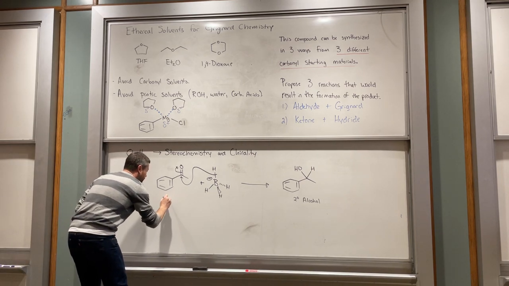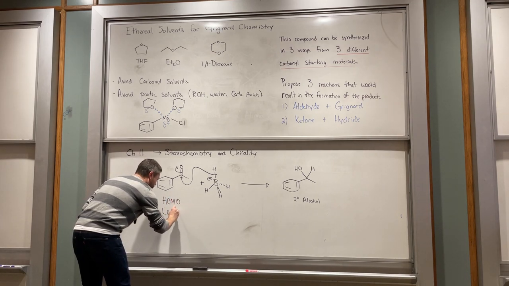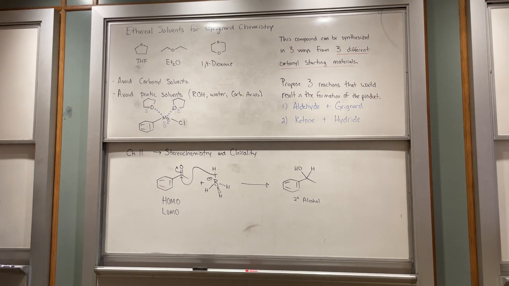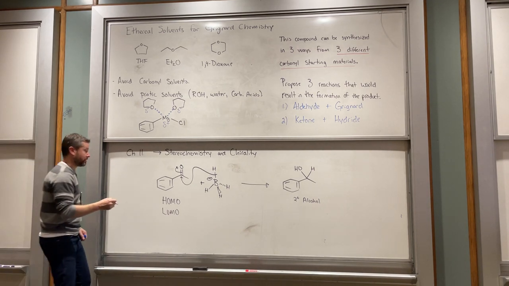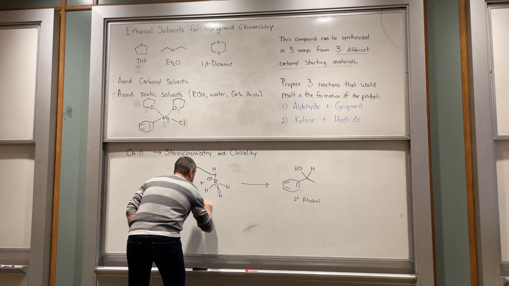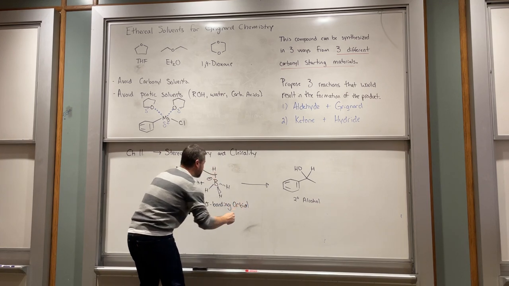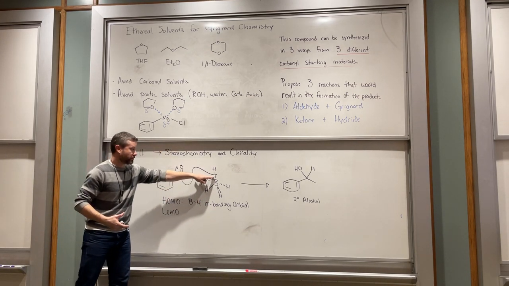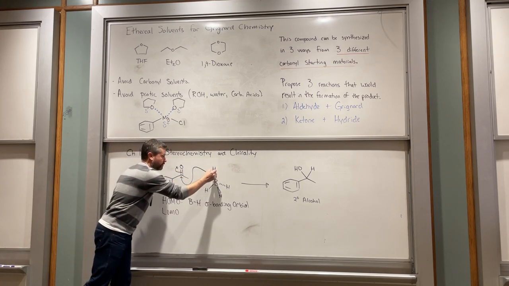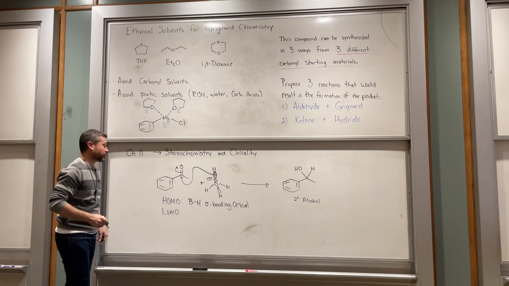In terms of the orbitals involved in this step of the reaction, what is the HOMO and LUMO? Yes, so that's what the acronym stands for, but what are the actual orbitals? So in order for these two molecules to react with one another, the sigma bonding orbital between boron and hydrogen, this little balloon here with two electrons in it, has got to overlap with the pi star orbital on the carbonyl.